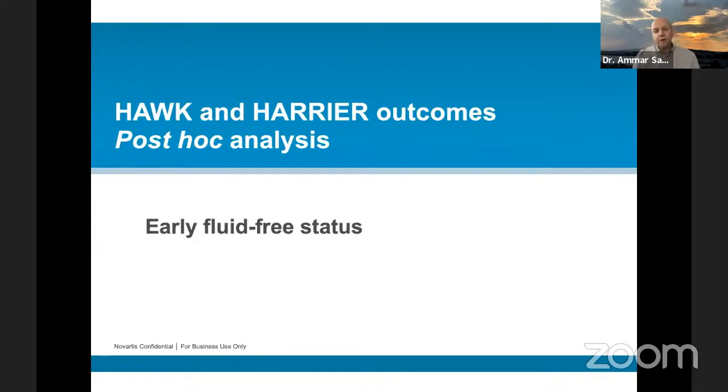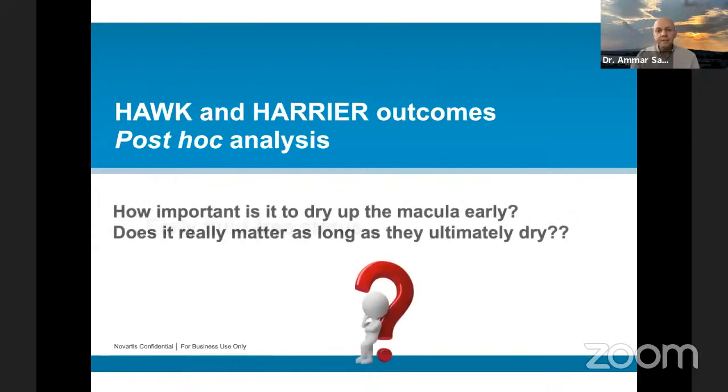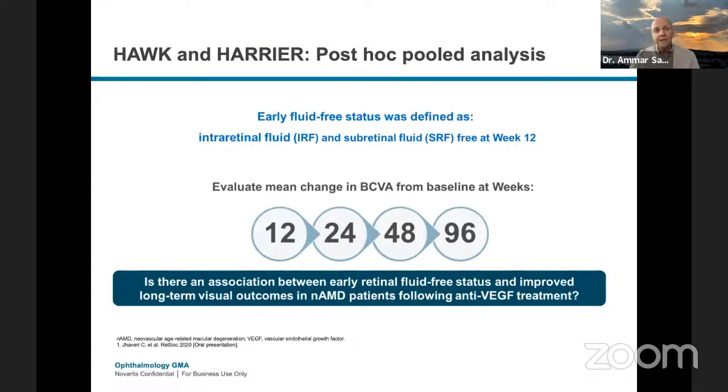How about early drying? The question here is, does it really matter if we dry these patients early, as long as we're ultimately going to dry them out? Why the issue about drying them fast? Let's look at the data and see what that helps us with. Again, we're taking HAWK and HARRIER and doing an analysis on that. This is a post-hoc analysis looking at pooled data, trying to answer this question.